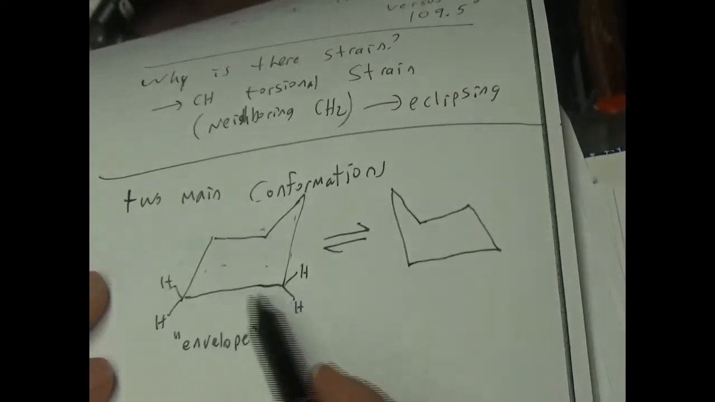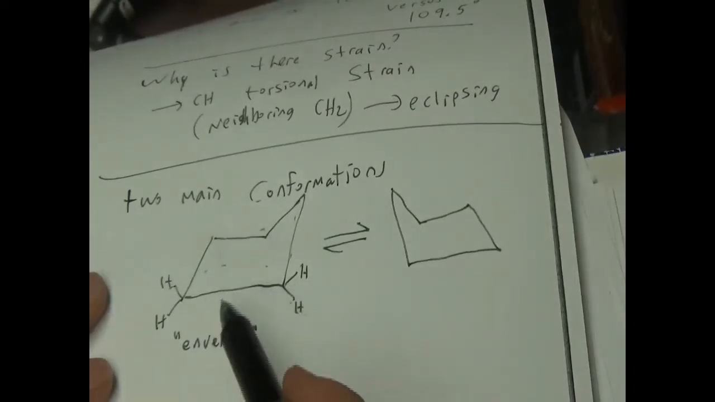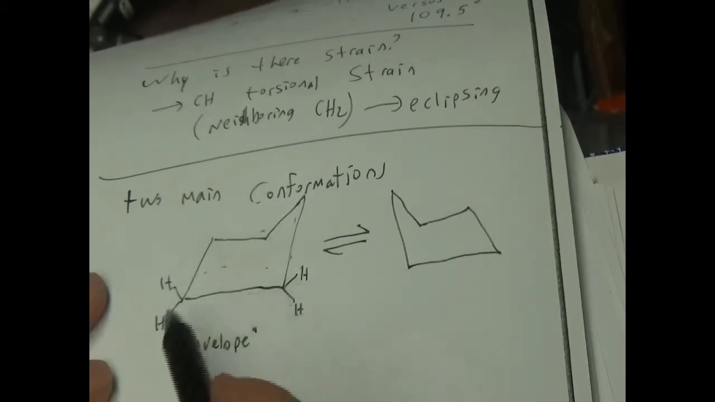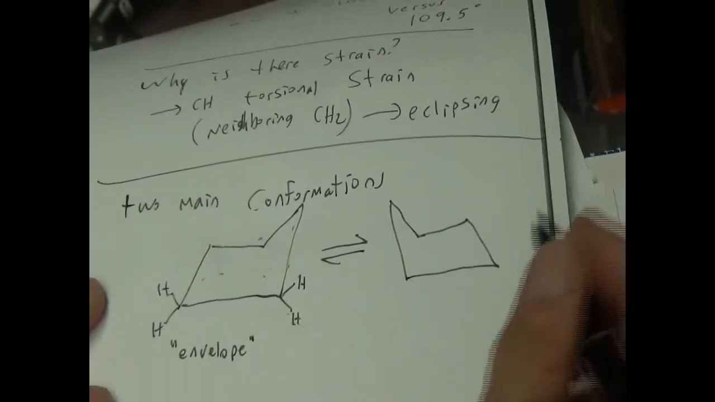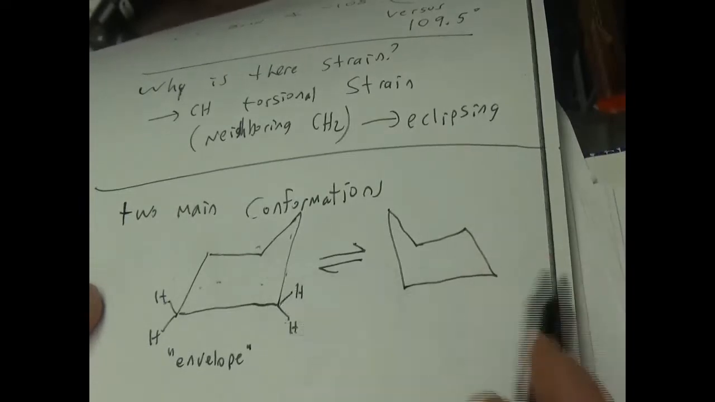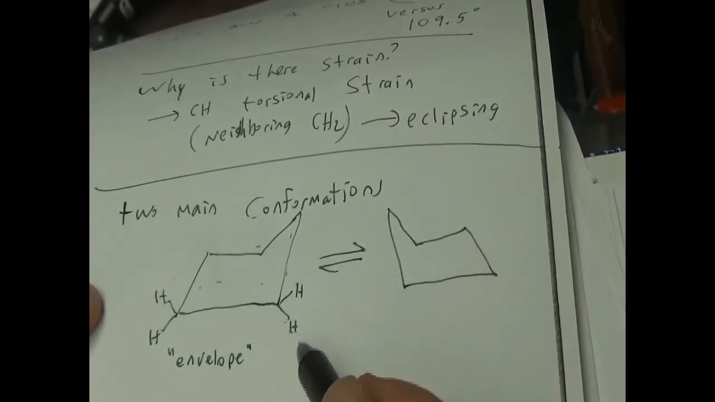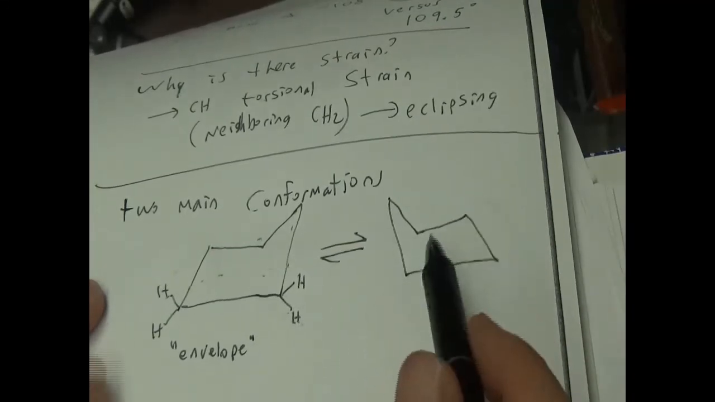They're basically two envelope conformations, and you can see where the eclipsing interactions occur, because these CH2s are basically eclipsed. If you look down the C-C bond, you'd see the neighboring CH2s are eclipsed, and by flipping between two conformations, it can get rid of some of the eclipsing interactions. So this is what the molecule does.